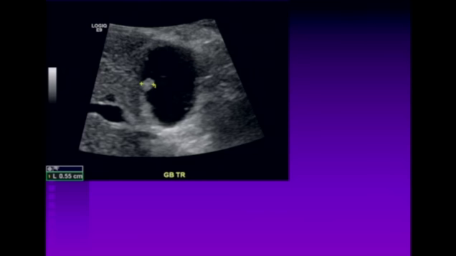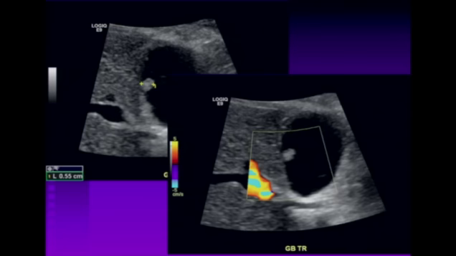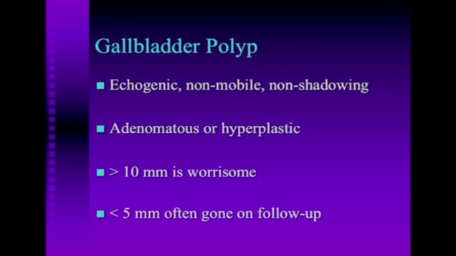This is an example of a classic focal small lesion within the lumen of the gallbladder, slightly protruding inside, and we put color Doppler on. There's not a stalk of flow, there's no hyperemia associated with it. This is your typical appearance of a gallbladder polyp: echogenic, non-mobile, and non-shadowing. These can be adenomatous or hyperplastic. If they're greater than 10 millimeters, these are worrisome, and often these will go to surgery.